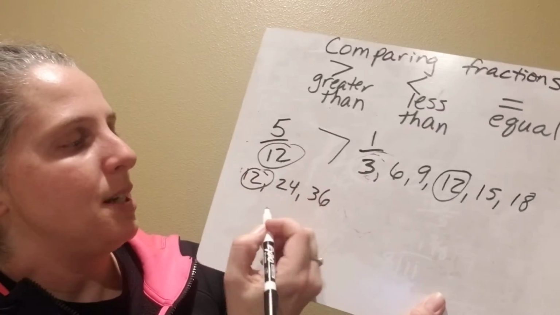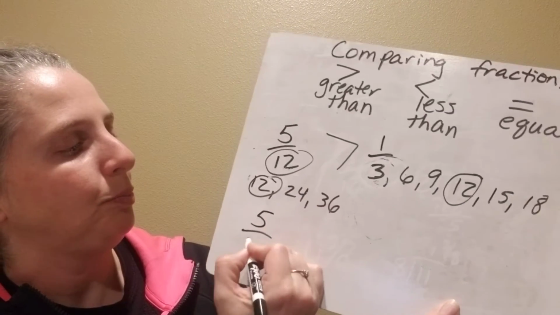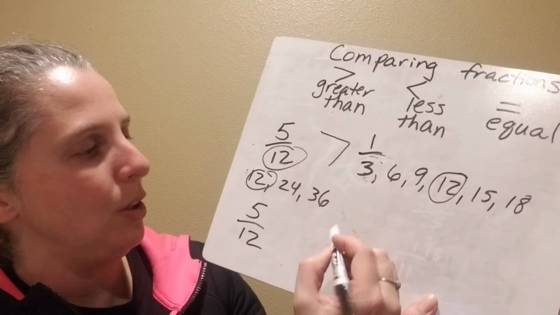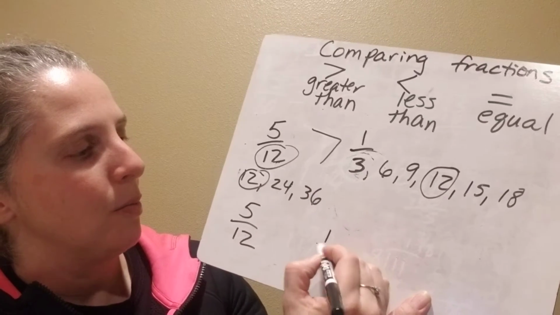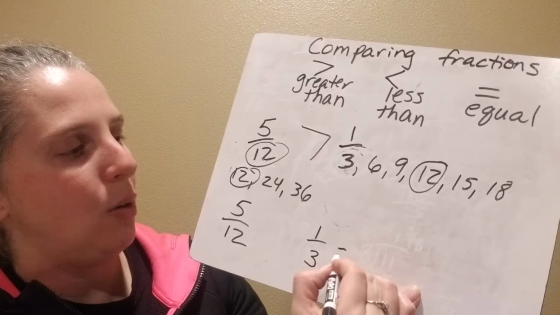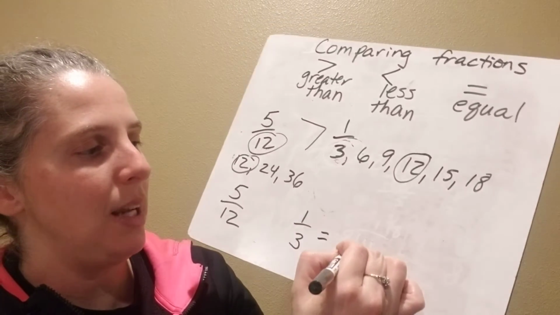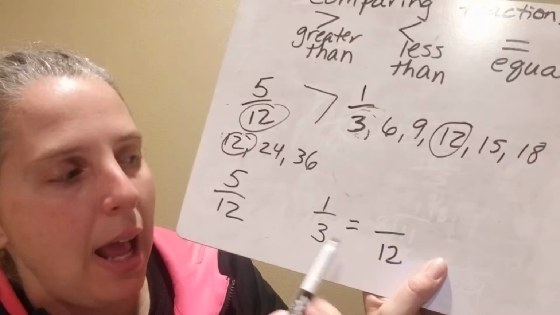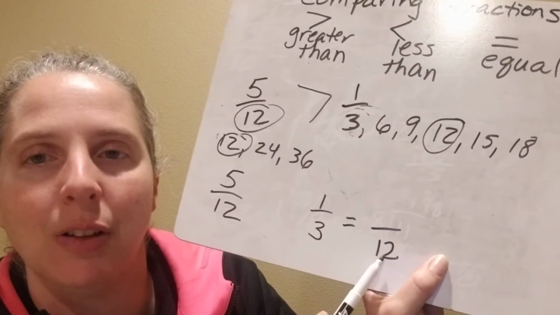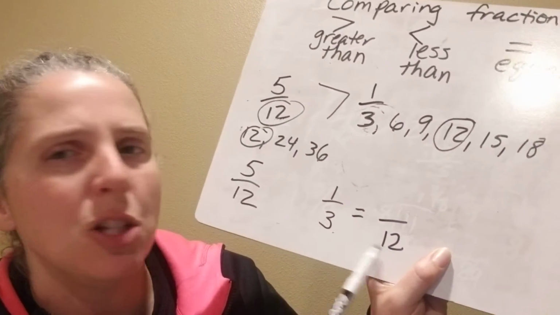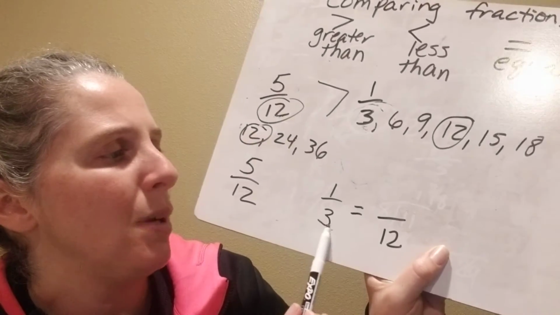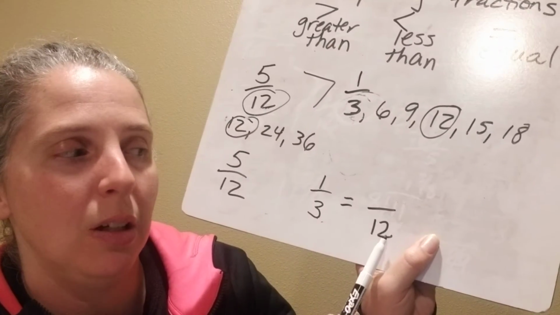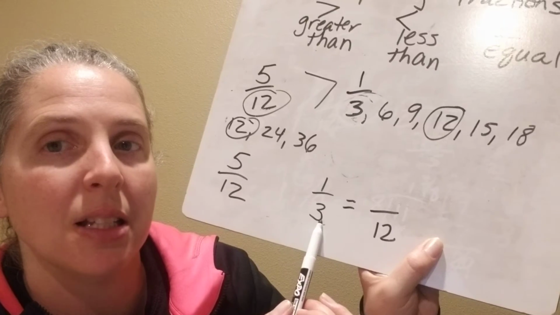Right down here, I want you to write 5/12 again. And now you're going to use 1/3 equals, we need it to have a denominator of 12. So now do what you know about equivalent fractions that we've done. 3 and 12, how are they related? 3 times something is 12. 12 divided by 3 is 4.